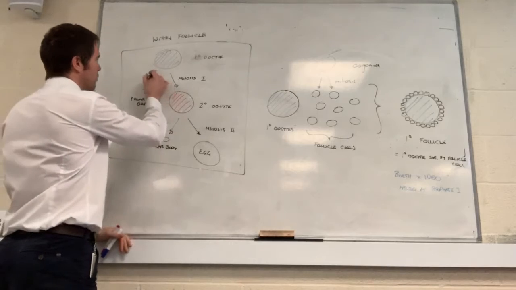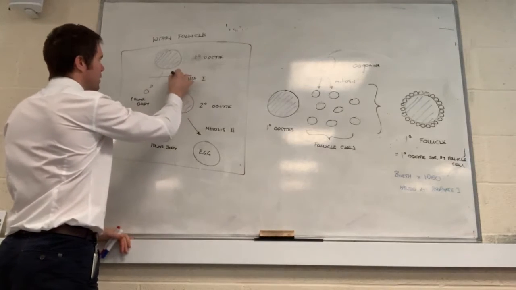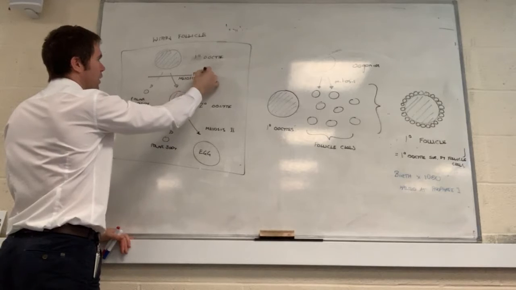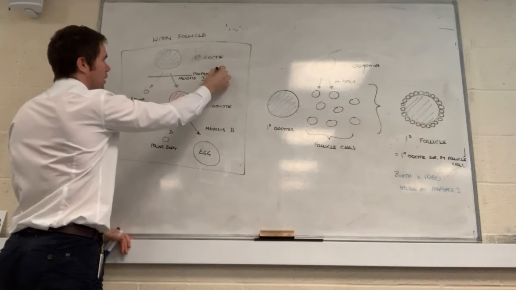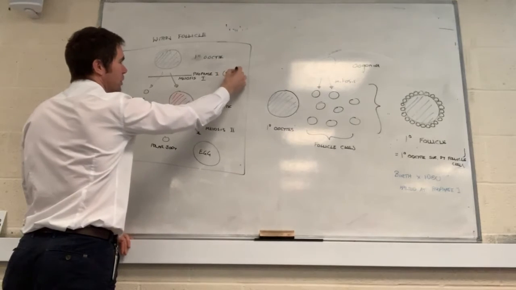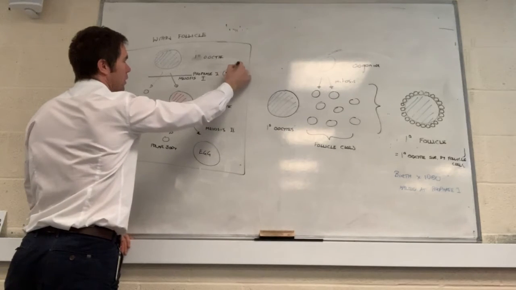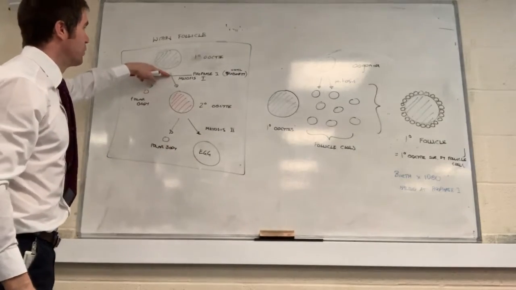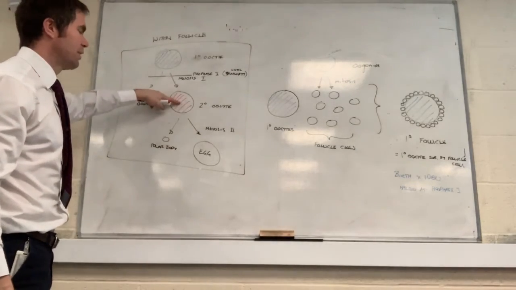Just hold fire for a moment. Just remember what happened: we had a primary oocyte, and it got suspended at prophase 1 until puberty. And then the rest carries on. So at puberty, this happens, now we can carry on, and we get to this stage.